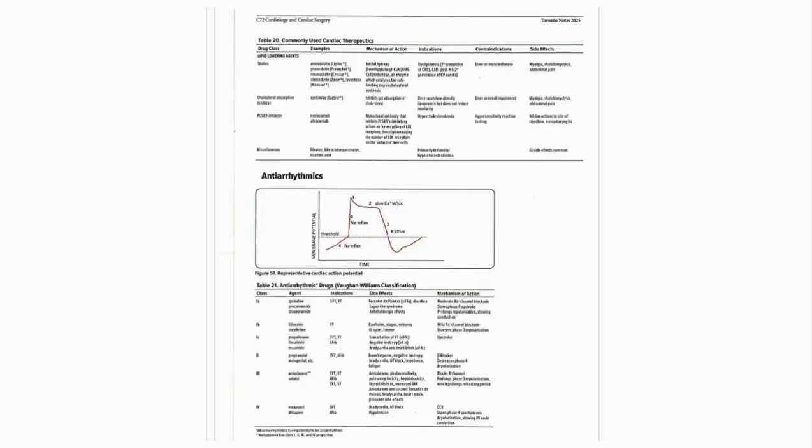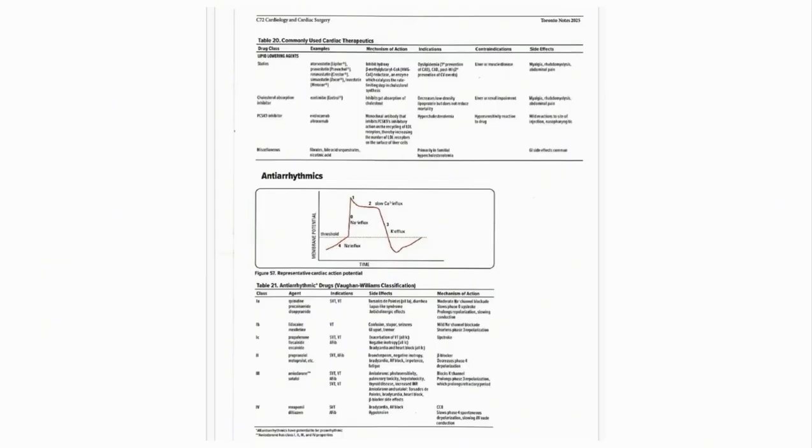Amiodarone has several important toxicities, including pulmonary fibrosis, hepatotoxicity, thyroid dysfunction, photosensitivity, blue-gray skin discoloration, and corneal deposits. Sotalol also has beta-blocking properties and may cause bradycardia, heart block, and torsades de pointes.